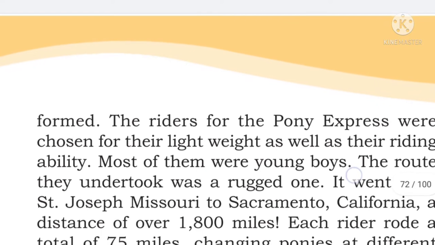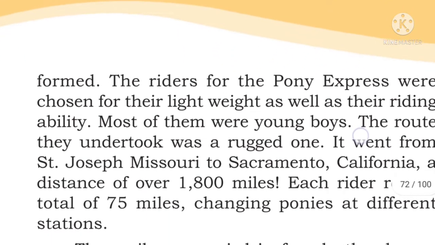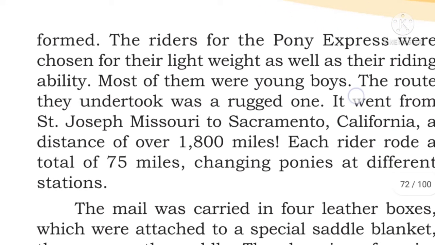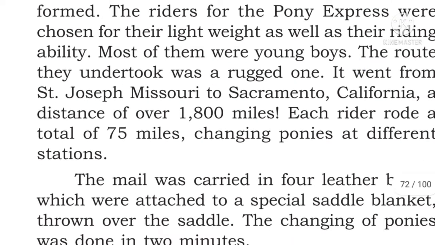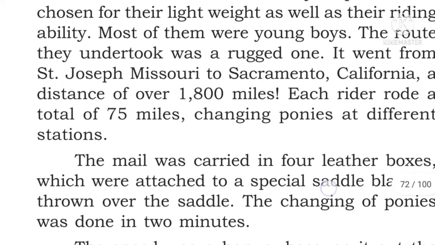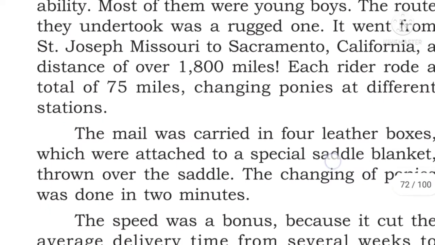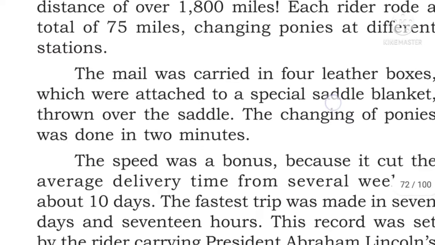The riders for the Pony Express were chosen for their lightweight as well as their riding ability. Most of them were young boys. The route they undertook was a rugged one. It went from St. Joseph, Missouri to Sacramento, California, a distance of over 1,800 miles. Each rider rode a total of 75 miles, changing ponies at different stations.